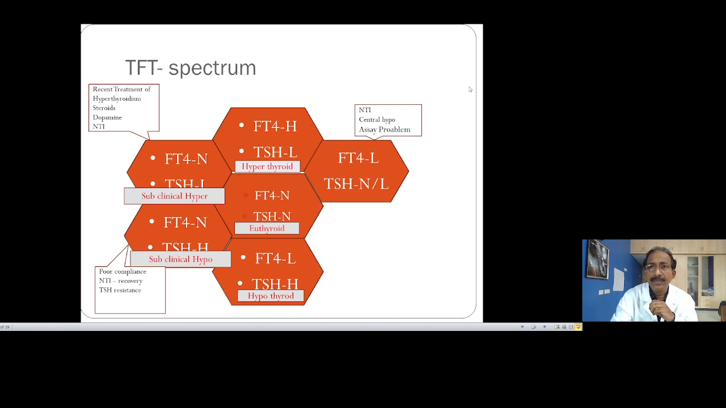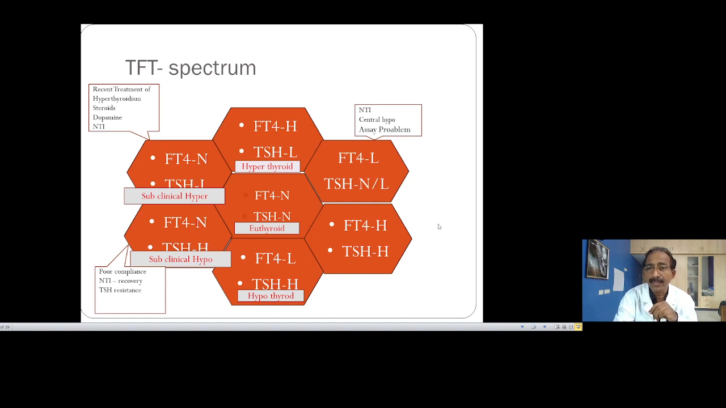And again, if you see that free T4 is low and TSH is normal or low, both are low, perhaps you'll have to repeat the test and see if the TSH is low or normal and FT4 is low. That suggests central hypothyroidism. There can be an assay problem, so you'll have to repeat that, and there can be a normal thyroid, or non-thyroidal illness.